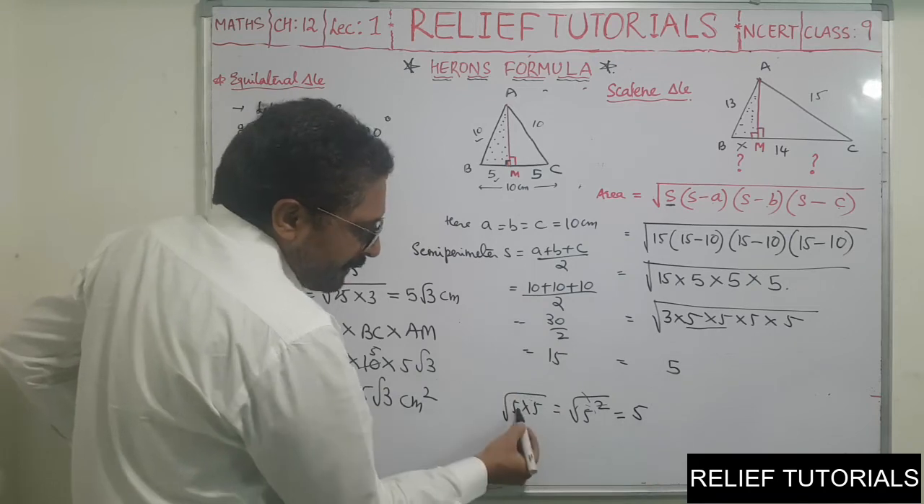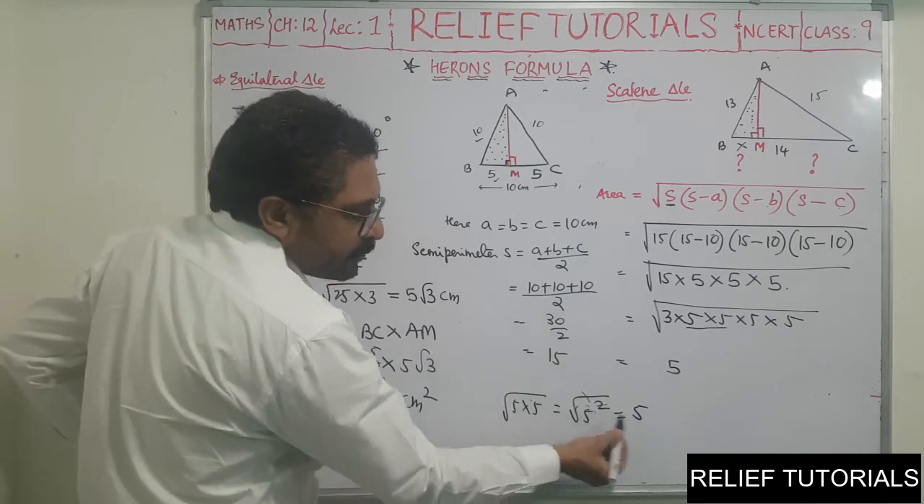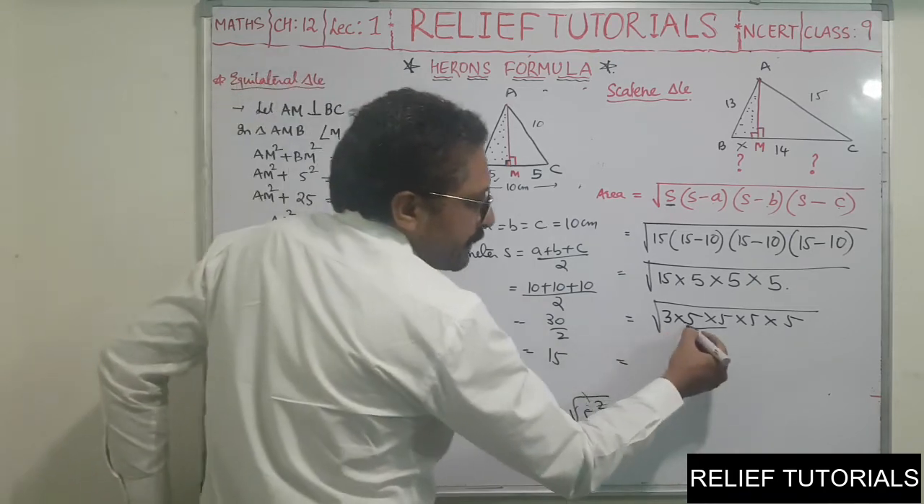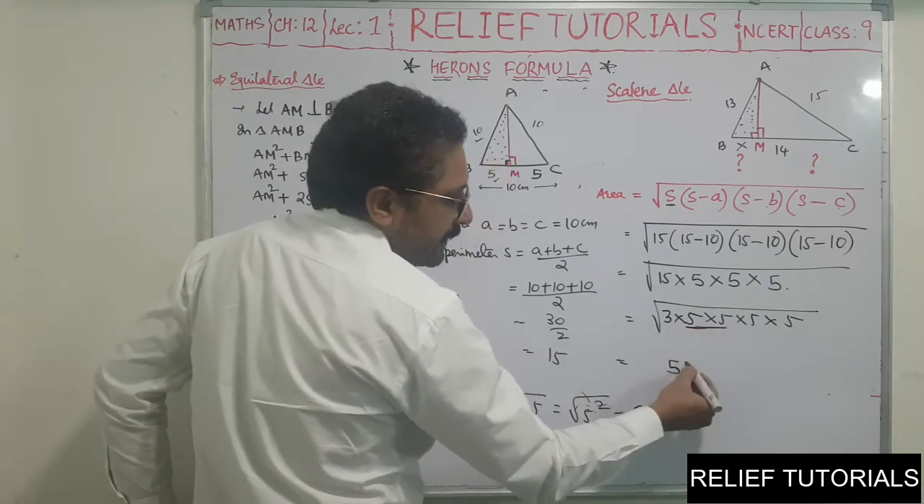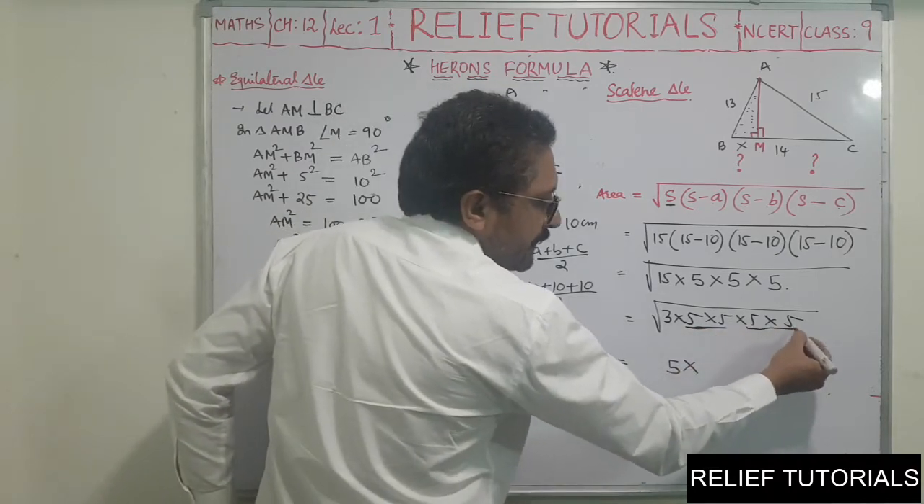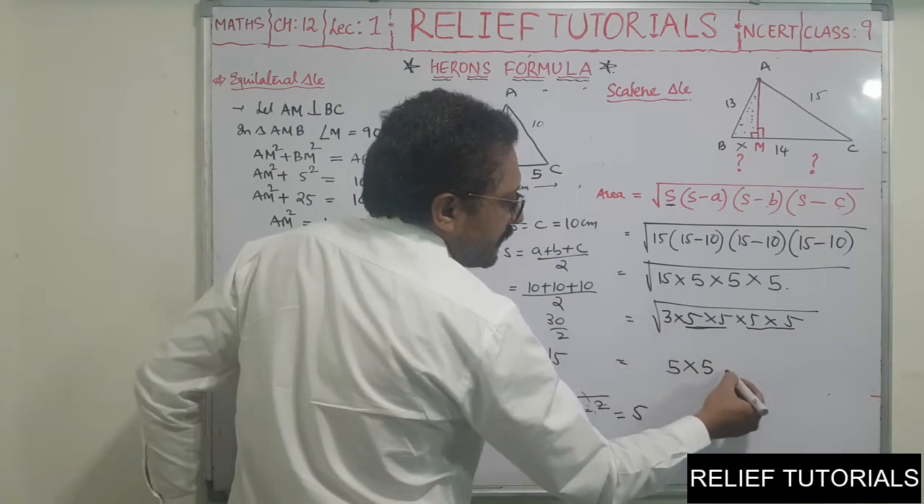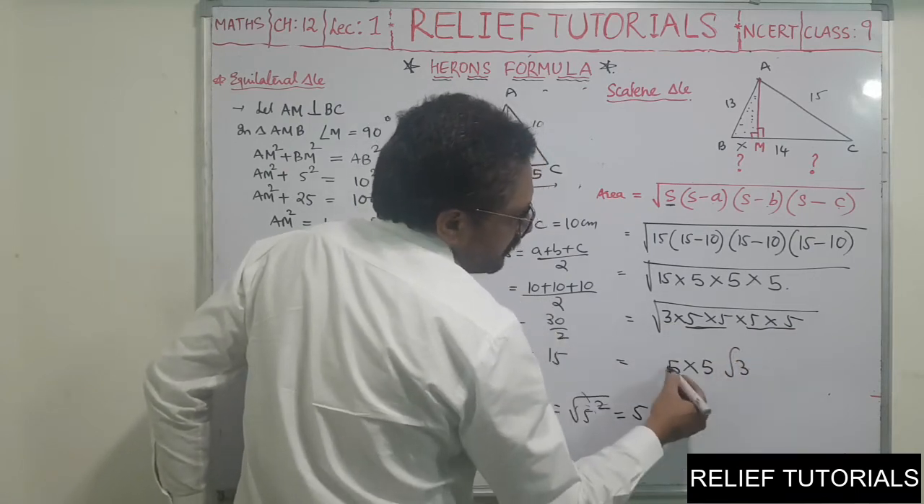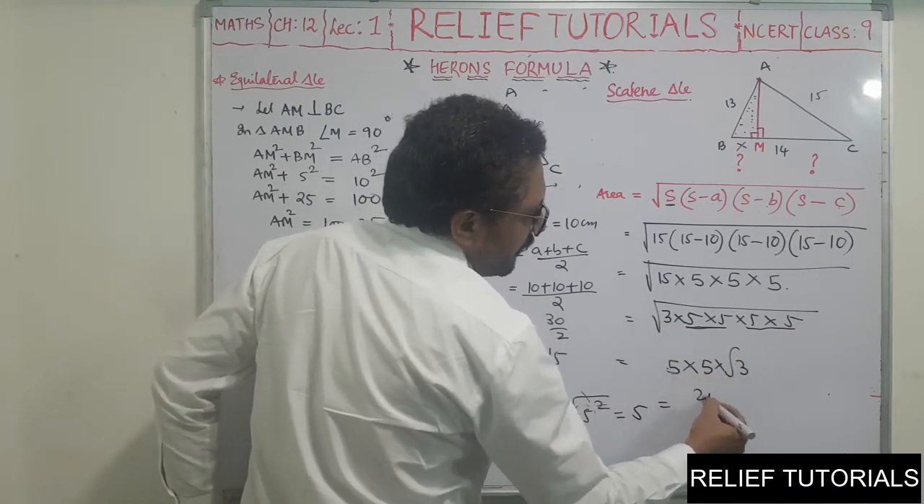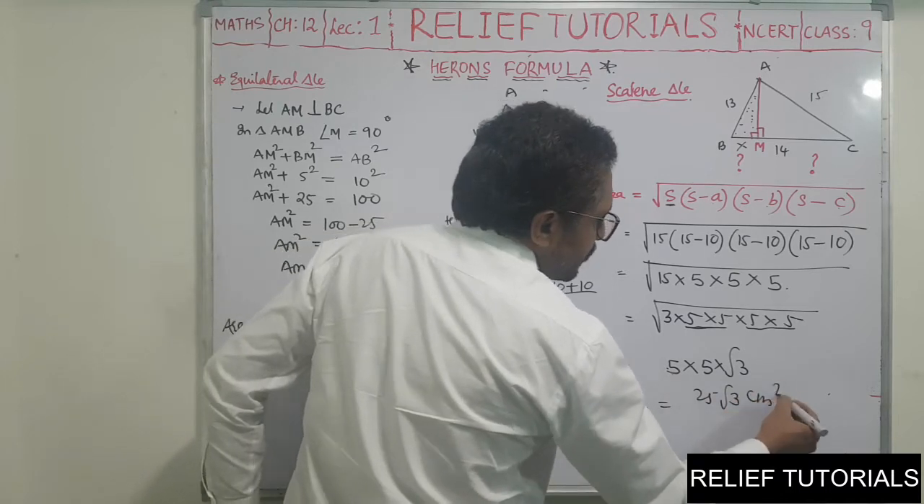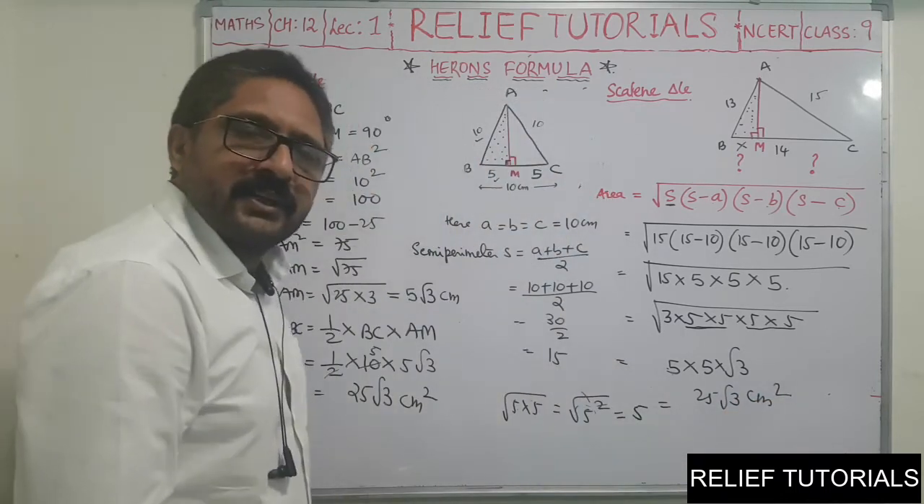Or in other way, 5 fives are 25. Root 25 is 5. So whenever there is a pair, 5 into 5, you take 1 outside. Here also 5 into 5, 25, so root will be 5. What is left? Root 3. So 5 fives are 25 root 3 centimeter square is the area of the equilateral triangle.